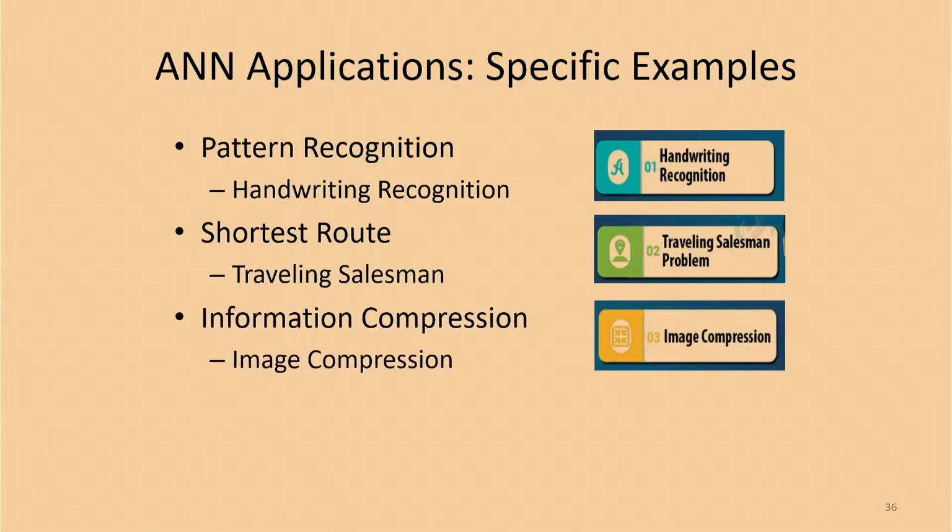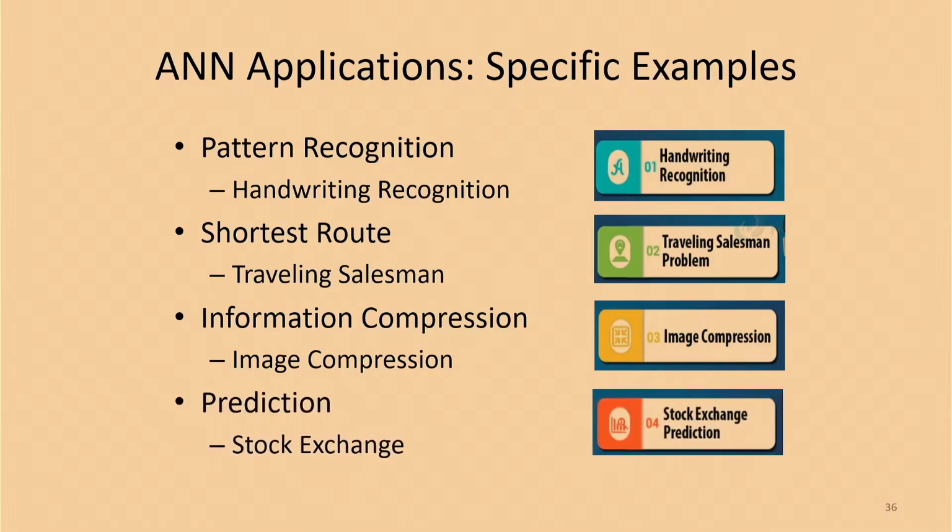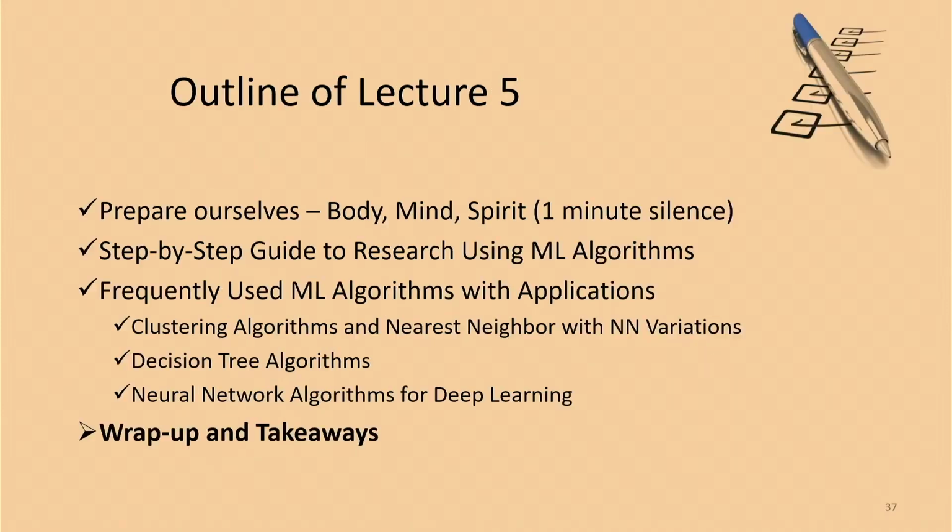Information compression, image compression. When we send something, we always want to minimize the bandwidth usage, right? But it has to be accurate enough, so all the information has to be there. Prediction, stock exchange: what are the stocks going to do?